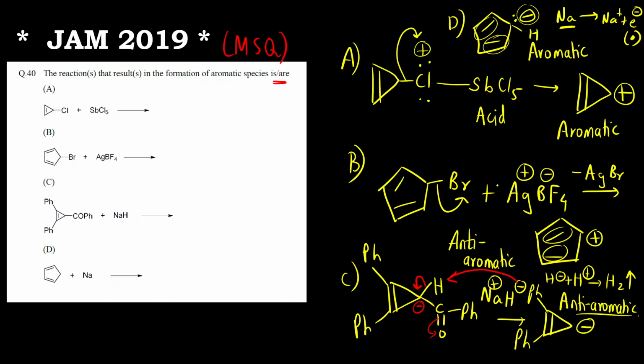So what are the correct answers here? You can see which of the options are aromatic. Option A, here we will get an aromatic species. B is anti-aromatic, incorrect. C is anti-aromatic, incorrect. D is aromatic, so D is also correct. So option A is correct and option D is correct. The correct answers are option A, comma D.